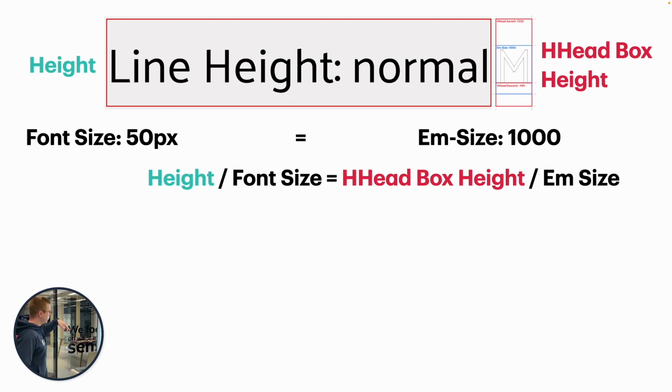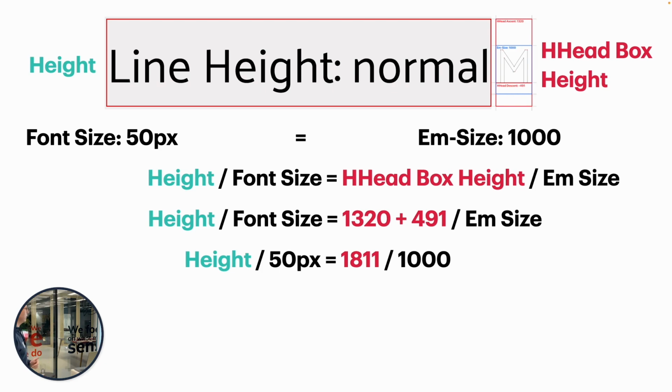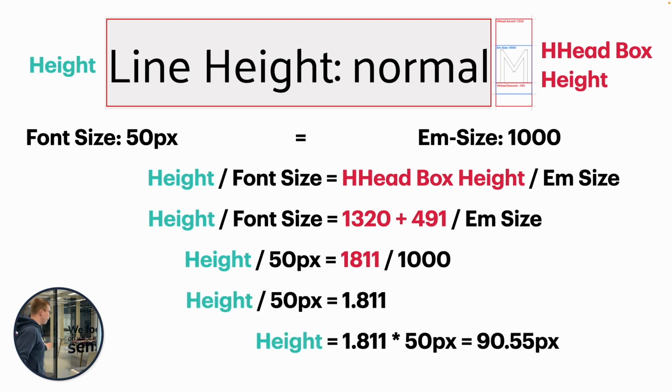So there's just one variable left in this fairly simple formula. Height divided by the font size must be the same as the HHead box height divided by the M size. And now we fill in the values of the ascent and the descent, we calculate the box height, we restructure the formula, and voila, we arrive at 90.55 pixel. So this is the math that the browser or the operating system, I don't really know who does it, does under the hood. We just don't see it, but this is actually what's going on.